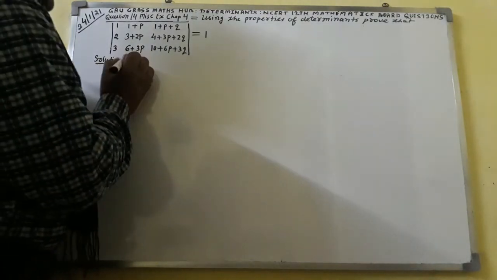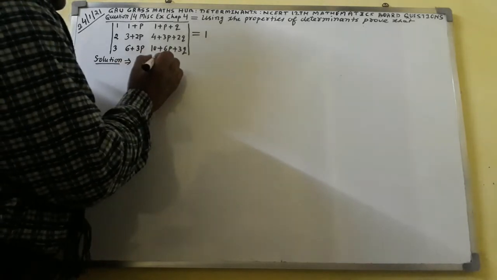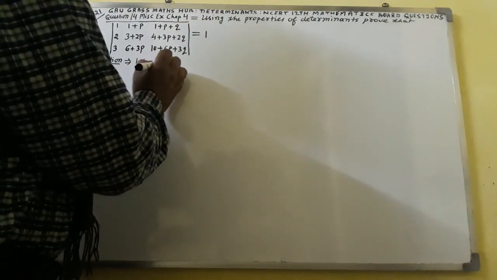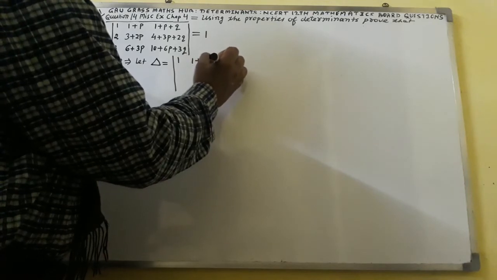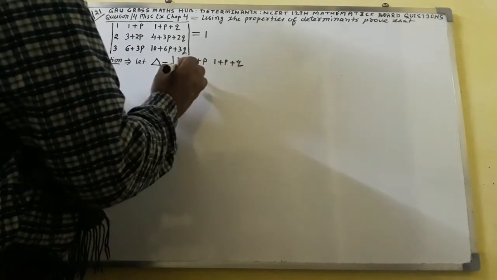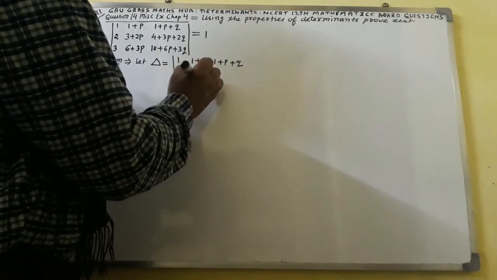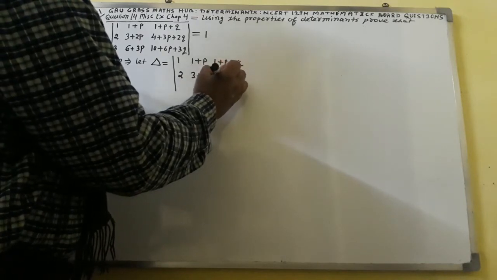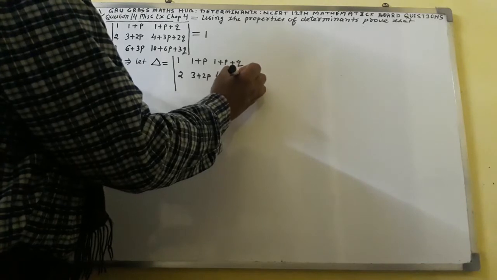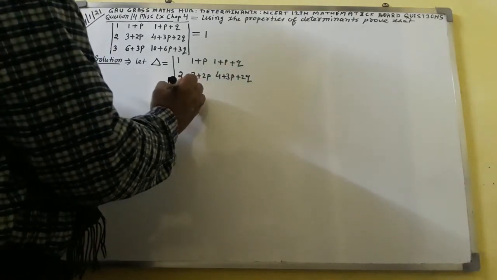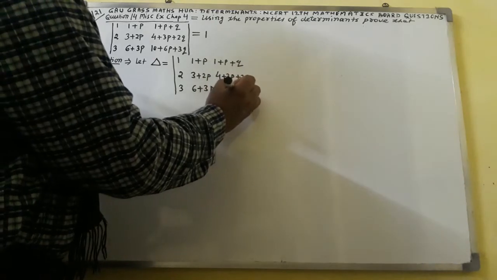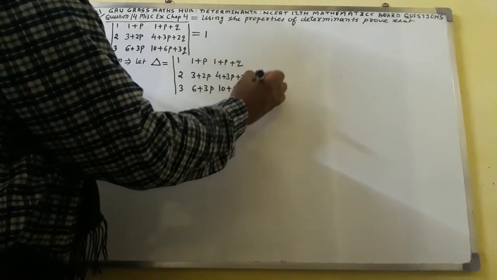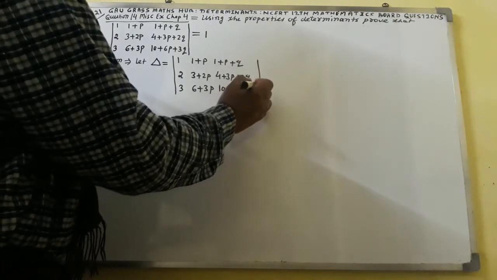Solution implies that let determinant equal to elements of first row 1, 1 plus p, 1 plus p plus q, elements of second row 2, 3 plus 2p, 4 plus 3p plus 2q, elements of third row 3, 6 plus 3p, 10 plus 6p plus 3q.